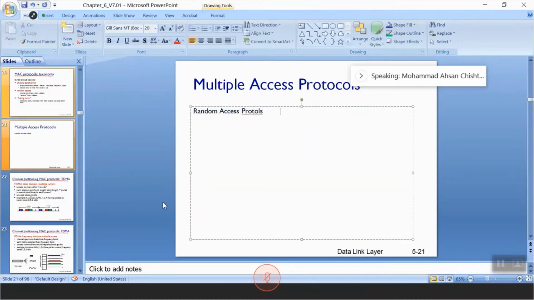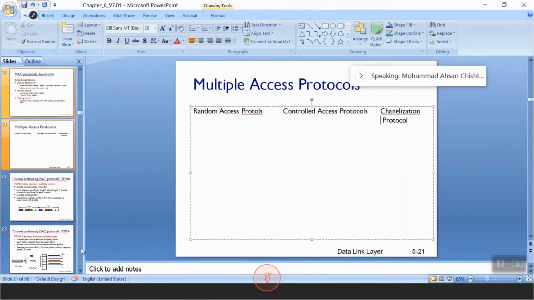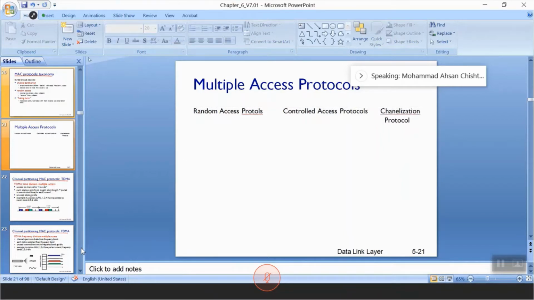The second one that we have is controlled access protocols, and the third one that we have is channelization protocol. All right, these are the three broad categories of protocols that we have.